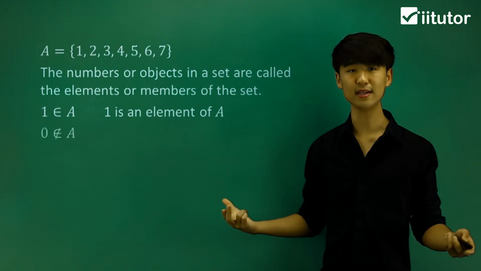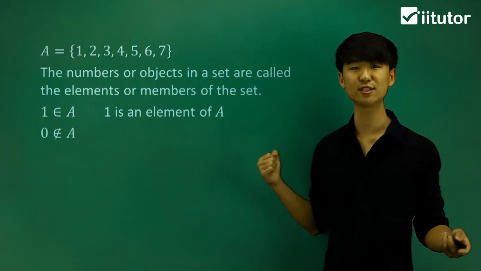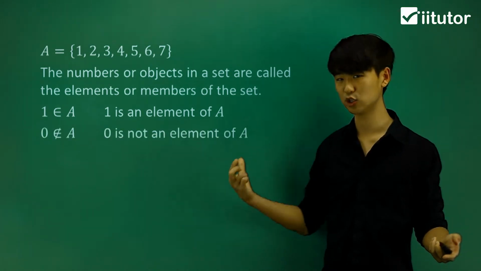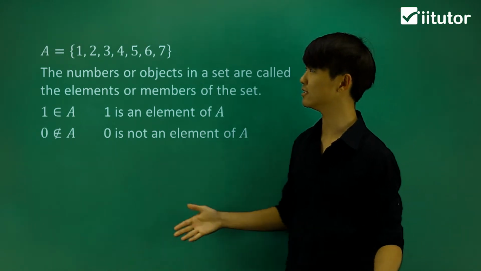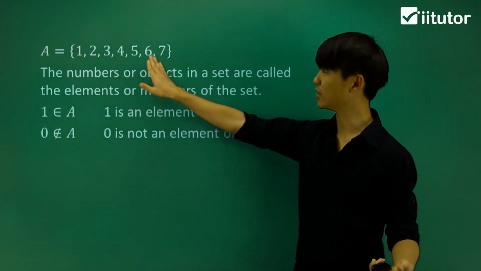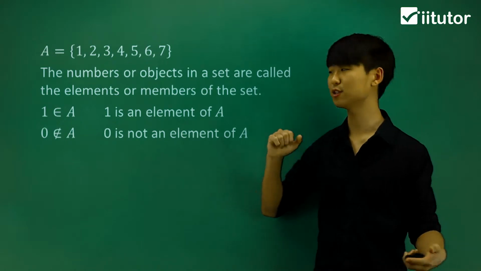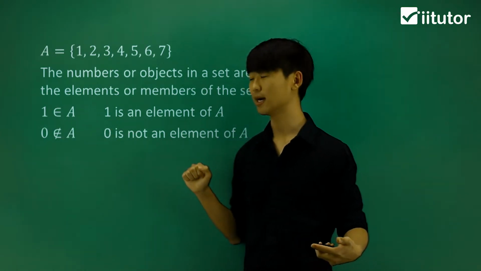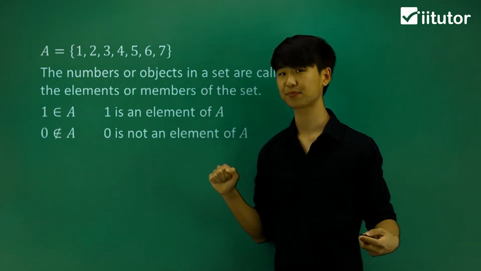What else we can say is like this. Now what this means is that 0 is not an element of A. We can see that in our set A, we have no zeros in there. So when we write this, we can say 0 is not an element of A.